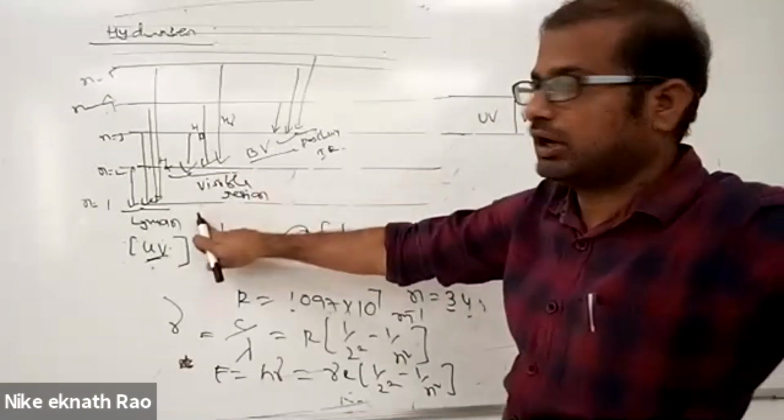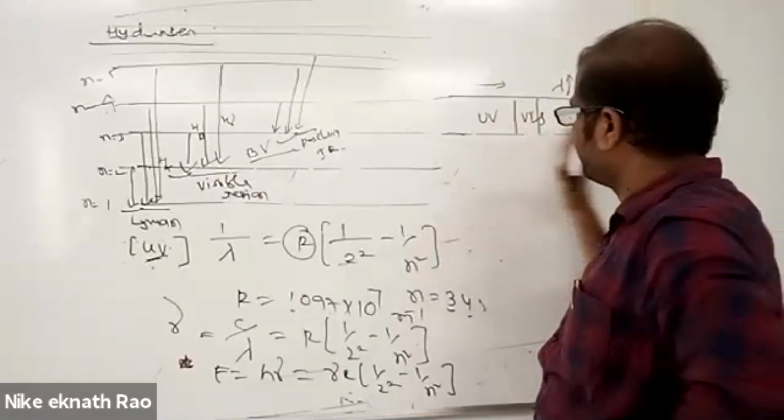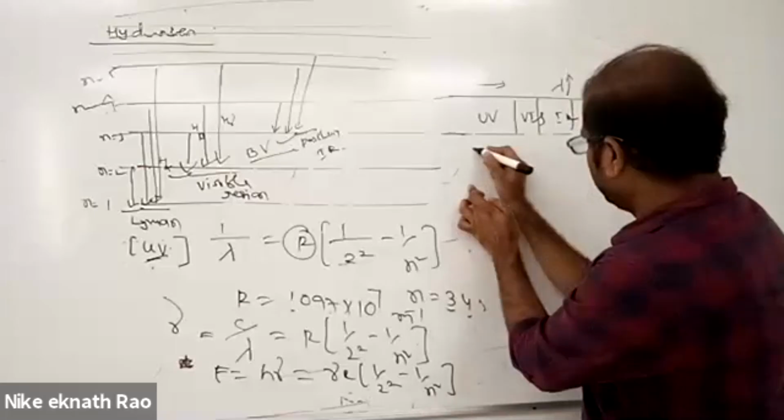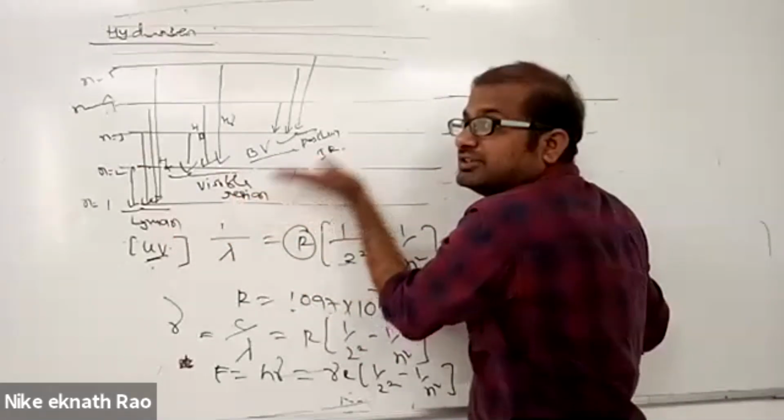First is Lyman, right? Ultraviolet. Ultraviolet, visible, wavelength increasing. I am talking about Lyman to visible, and comparing the wavelengths.